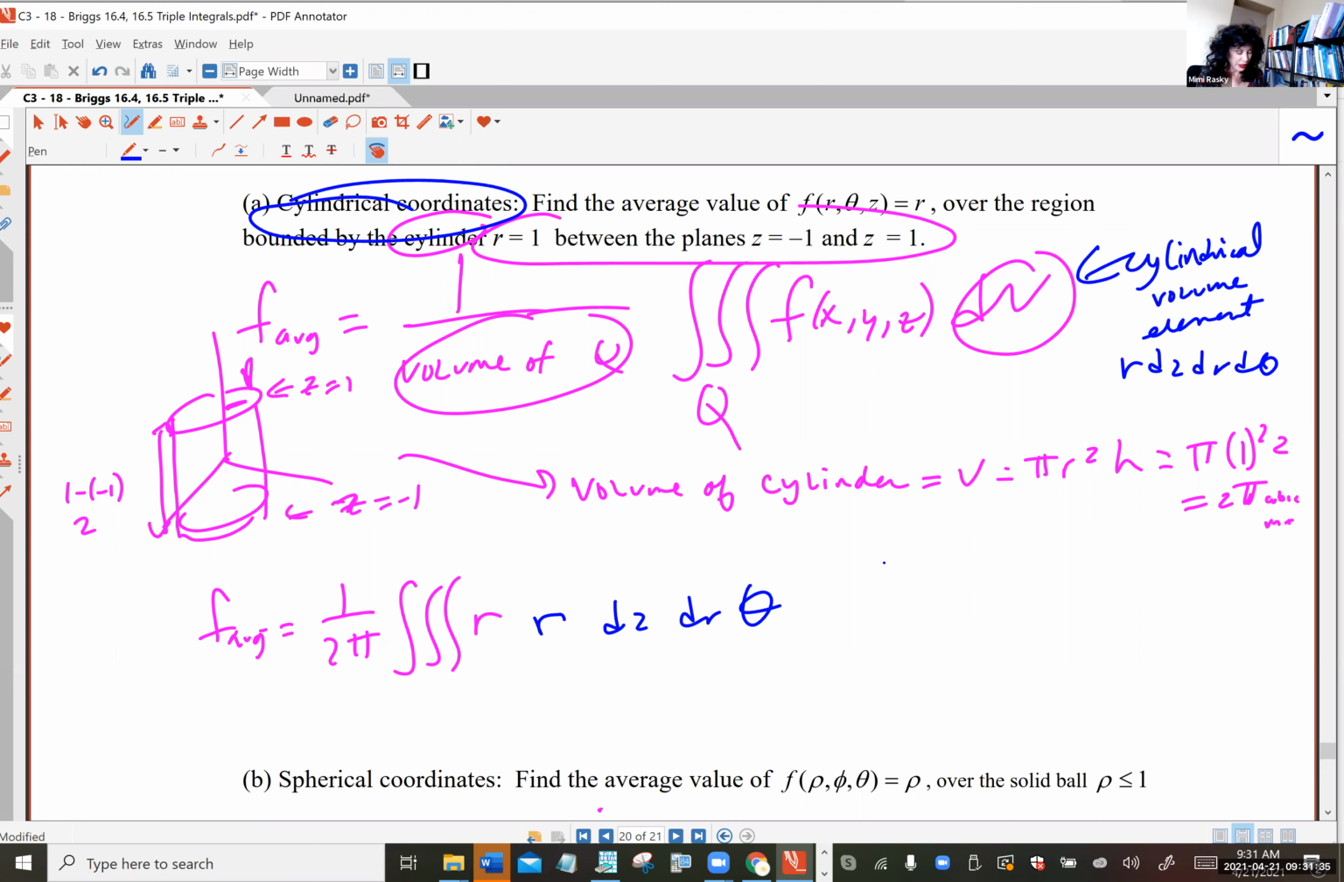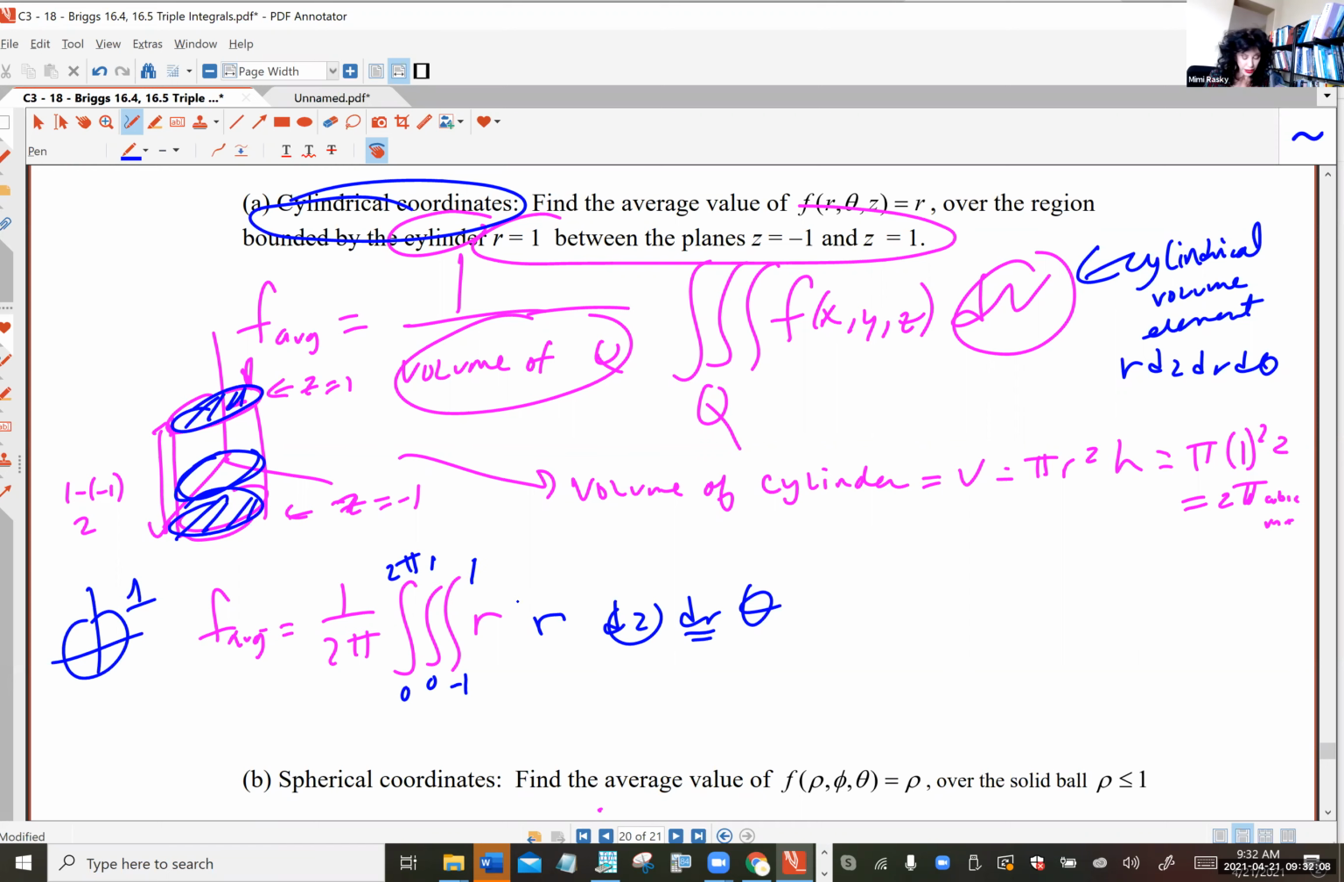Okay. And then what are the limits? Well, if you look here, the cylinder is cutting through the XY plane as a circle, and it looks like it's going to be doing the full 0 to 2 pi. And then R, if this is what's going on in the XY plane, it's just a circle of radius 1. So R is going from 0 to 1. And then Z is the floor, just this flat plane, z equals -1, up to the positive flat plane, z equals +1. Boom. And I'm pretty much done.